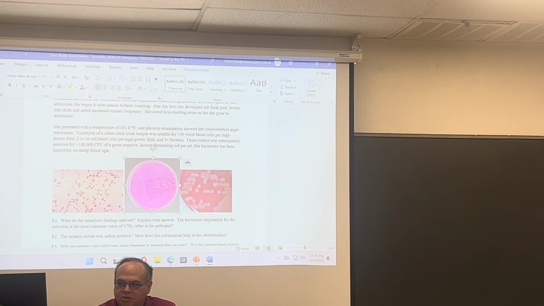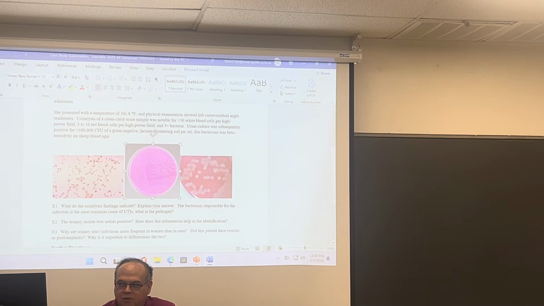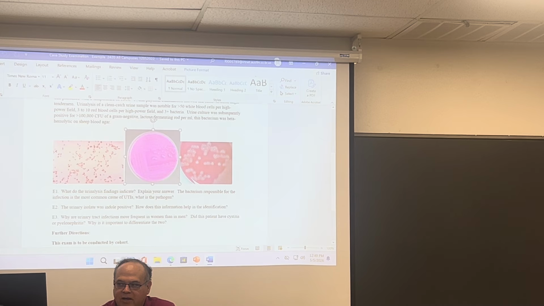Urinalysis of a clean catch urine sample was notable for greater than 50 white blood cells per high-powered field, 3 to 10 red blood cells per high-powered field, and 3+ bacteria. Urine culture was subsequently positive for greater than 100,000 CFUs of a gram-negative lactose fermenting rod per mil. This bacterium was beta hemolytic on sheep blood agar.